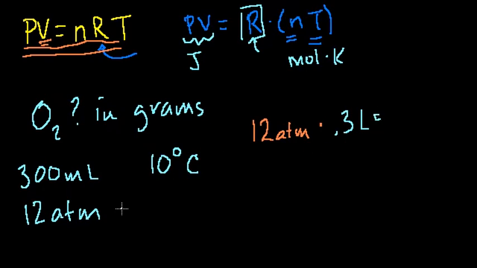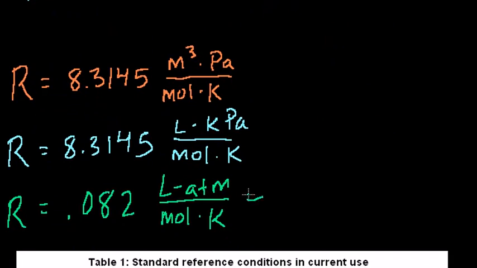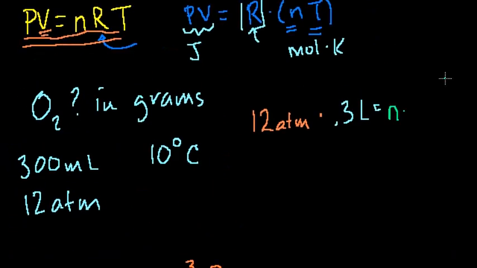And that is equal to the number of moles we have of this, and that's what we need to figure out. If we know the number of moles, we know the number of grams. So it's equal to N times R. Now, which R should we use? We're dealing with liters and atmospheres, so we'll use this one: liters, atmospheres, per mole Kelvin, 0.082. And then what's our temperature? It's 10 degrees Celsius. We always have to do everything in Kelvin. So it's 283 degrees Kelvin.